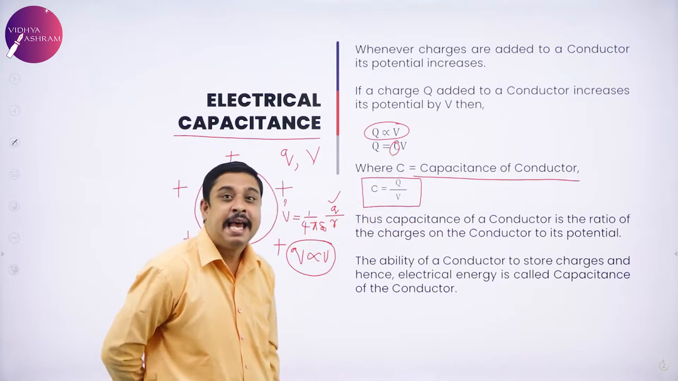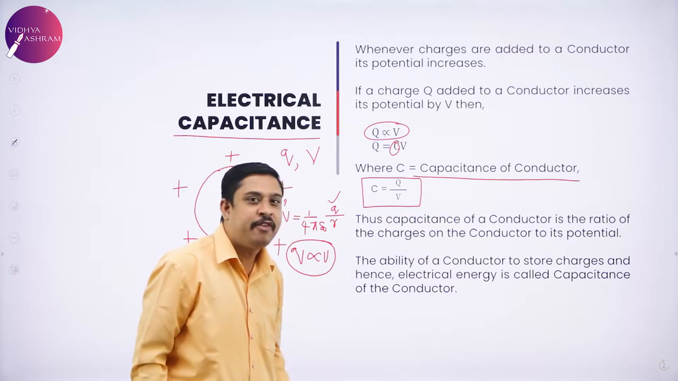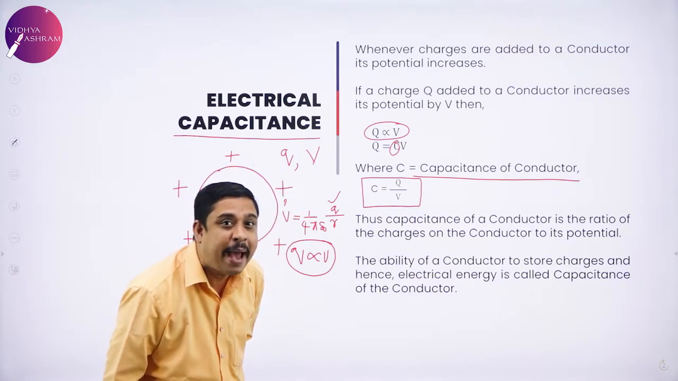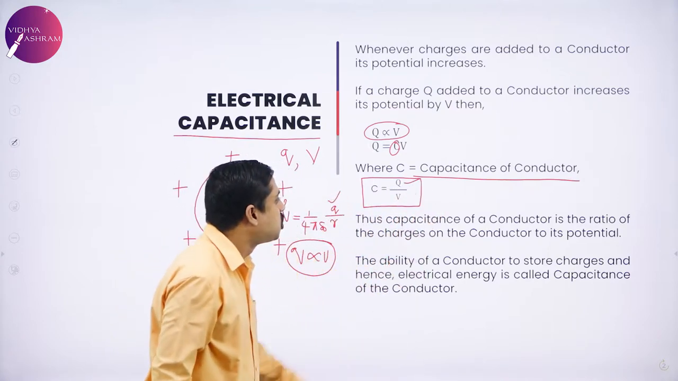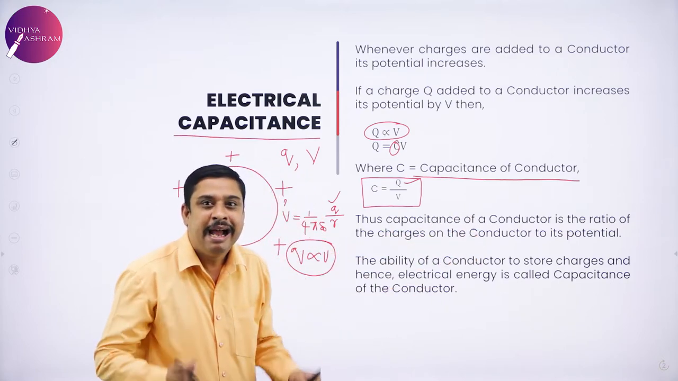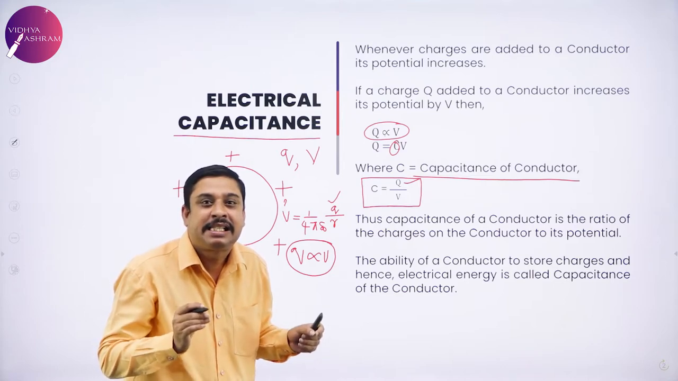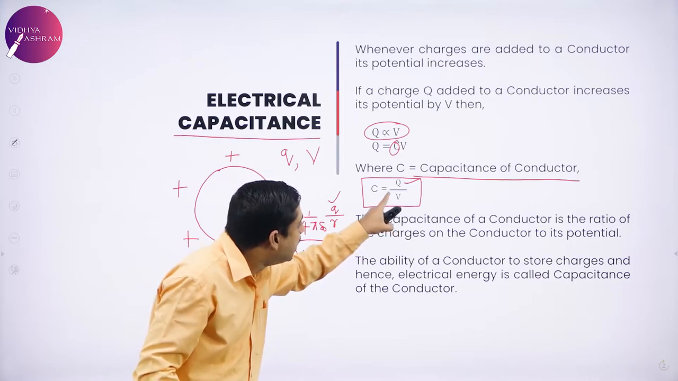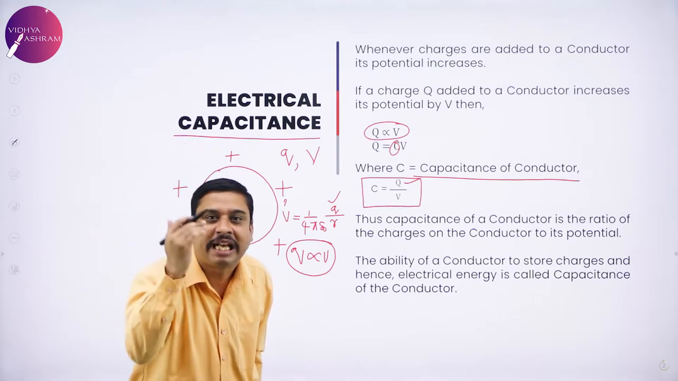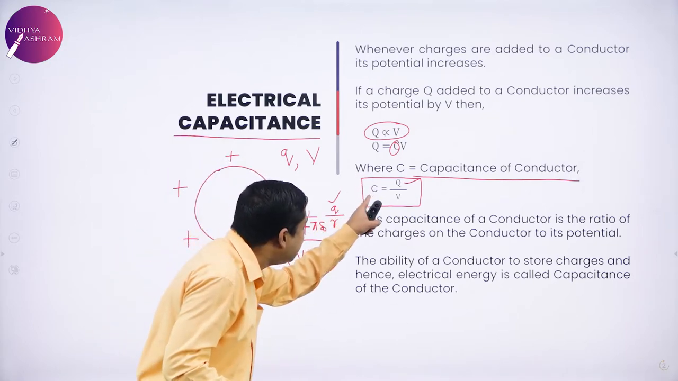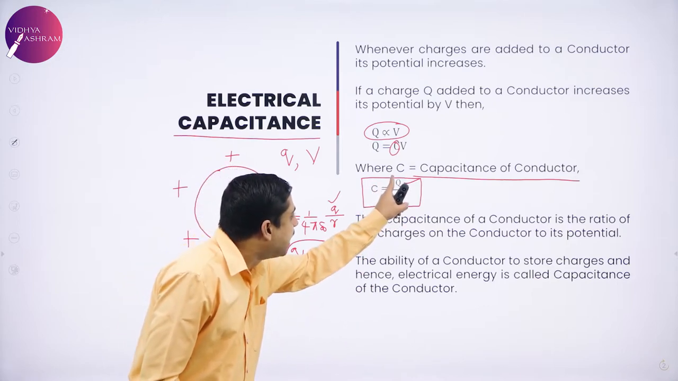What did I call C as? Capacitance of the conductor. So what is C equal to? Q divided by V. So how do I mathematically define capacitance? It is a ratio. Ratio of what? Charges stored on the conductor. A conductor alli eshtu charge accumulate agirutte. A conductor alli eshtu charge store agutte. To the potential of the conductor, Q divided by V. Charges stored on the conductor divided by potential. That is what we call capacitance. Clinical expression, C equals Q divided by V.